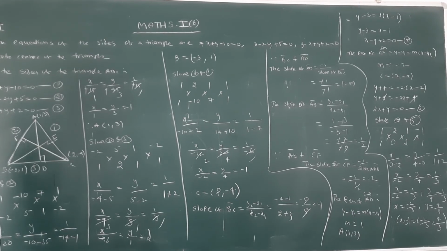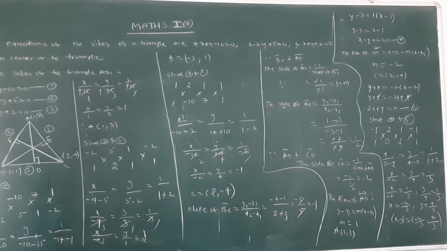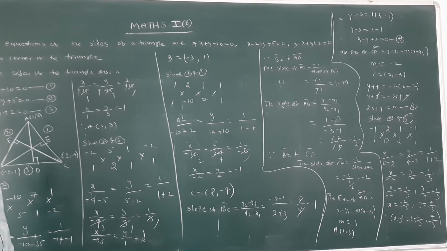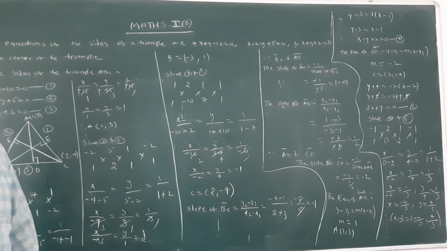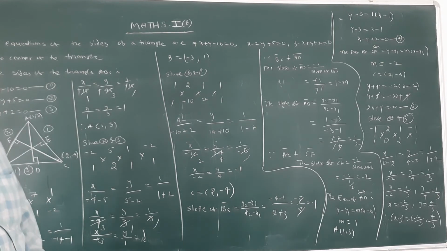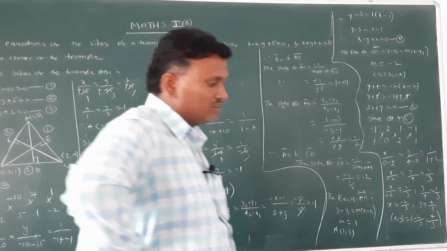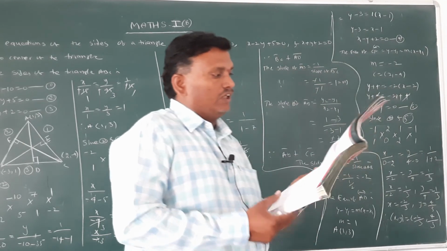Solve 4 and 5, we get the orthocenter of the triangle. Very, very important question for the annual exam. Find the orthocenter or circumcenter of the triangle. It is compulsorily a 7 marks question. Next, homework.